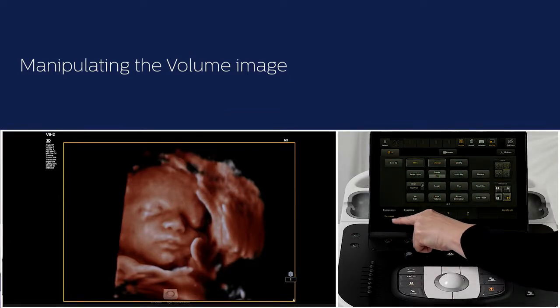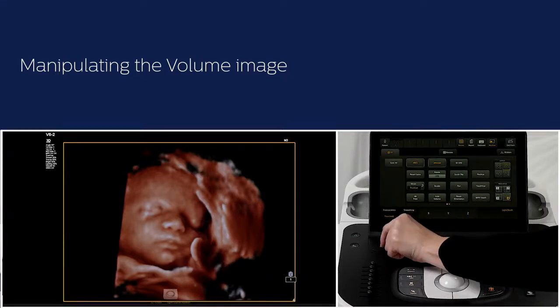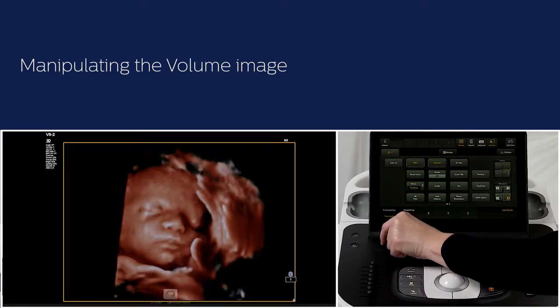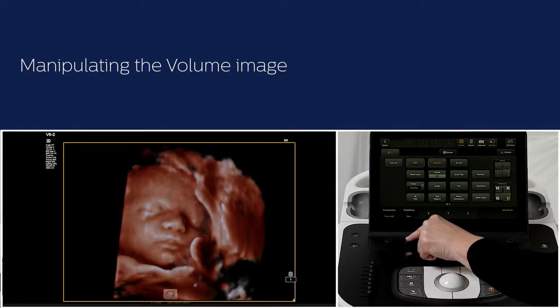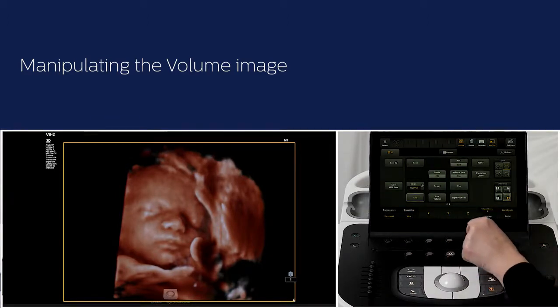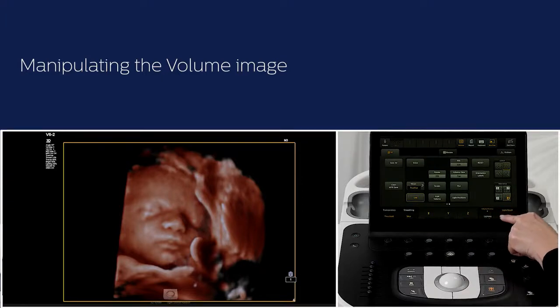Threshold, transparency, and smoothing can be used to optimize the volume image. Select these on the touchscreen or press on the rotary knob to select and turn the knob to adjust. On the second page of the touchscreen, volume chroma, lighting, and bright are available if further optimization is needed.